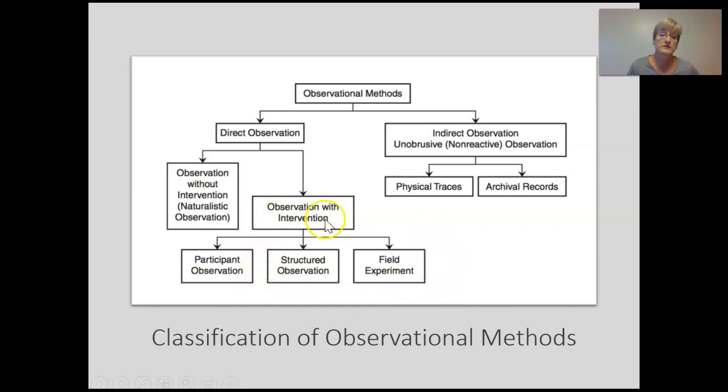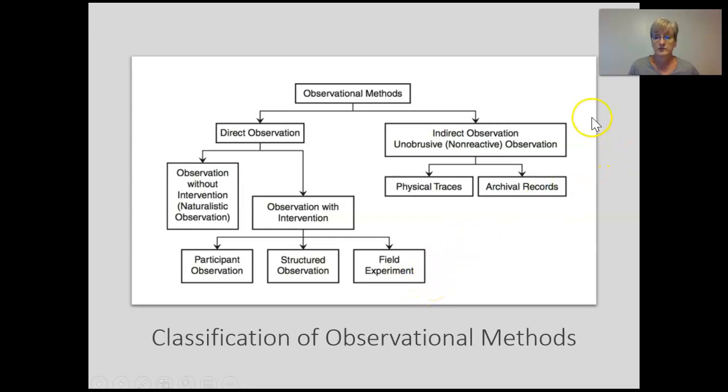Sometimes observation with intervention means that you are a participant in the activity that's going on. So for example, some colleagues of mine and I all participated in the Women's March on Washington after the 2016 election. We also collected data while we were there. In many ways, we were participant observers of the event. You can also have structured observations and field experiments that we're going to talk about more here in a bit.